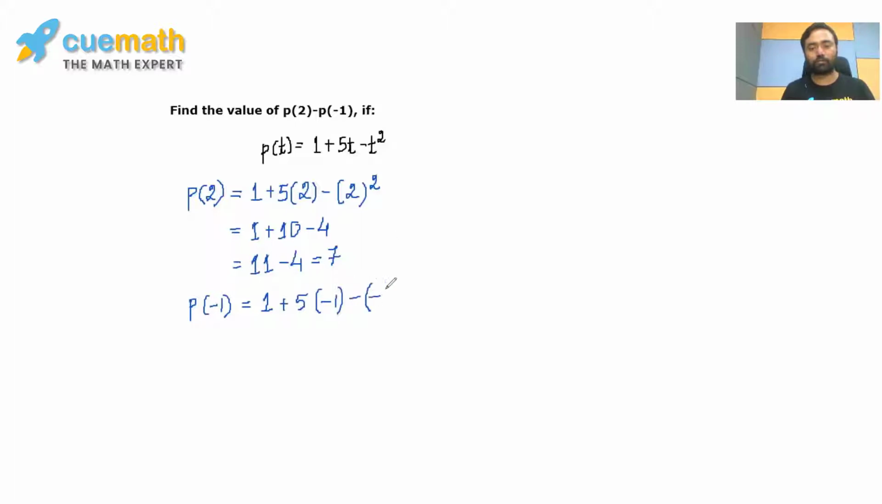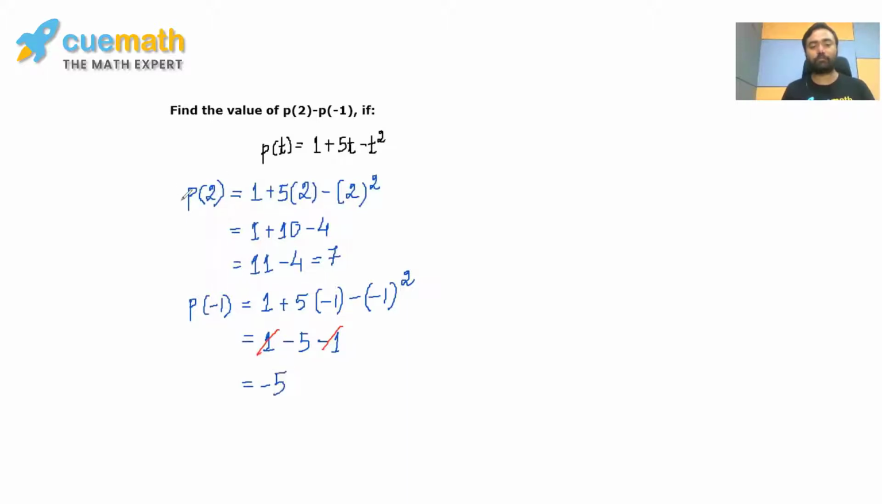So t square is -1 square. If we evaluate this part, we are going to get 1. 5 times -1 is -5, minus -1 square is -1. So we do have a positive 1 and a -1. So these two will cross out and eventually the result would be -5.